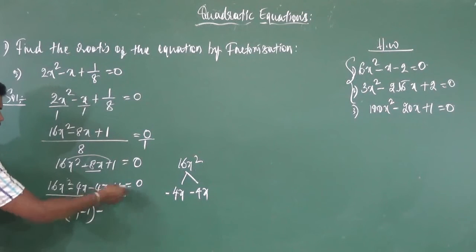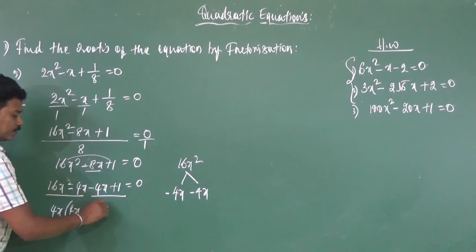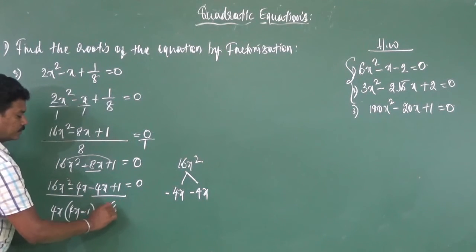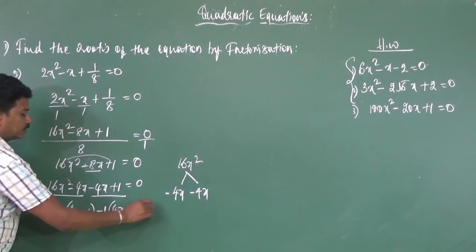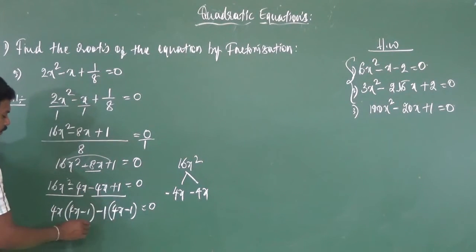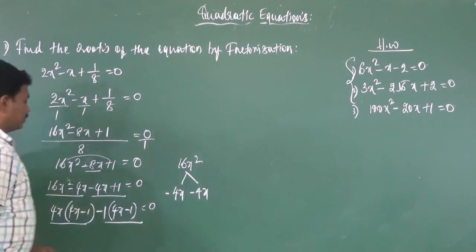So nothing I can take out common. So in that situation, take 1 as common. Right? So minus 1 into 4x minus 1 is equal to 0. Check out once again. Minus 1 into 4x is minus 4x. Minus into minus is plus. 1 into 1 is 1. So out of these two terms, I can take 4x minus 1 as common.